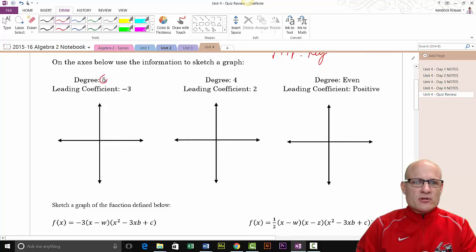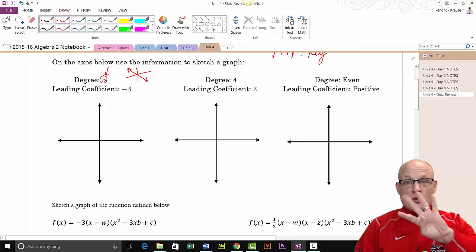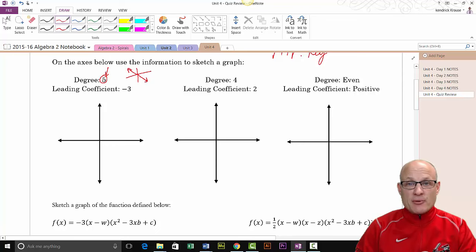Odd functions. The most basic odd function is a line. A line that has a negative slope goes down from left to right, so because this is an odd function, it should be coming down. But because it's a 5th degree polynomial, it should have 4 extrema: a couple of relative mins, a couple of maxes.